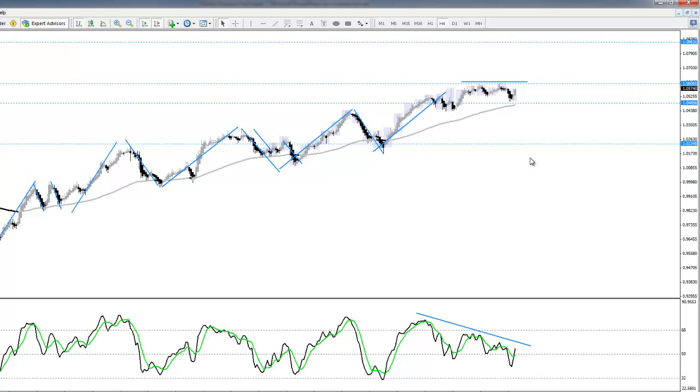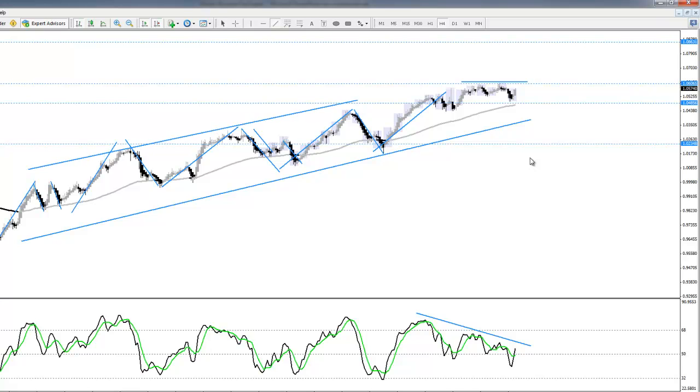Clearly, the market is in an uptrend. Look left, structure leaves clues. What's the definition of an uptrend? A series of higher highs and higher lows. And clearly, we can see that that's occurred right here. Higher lows, higher highs. A beautiful uptrend channel.